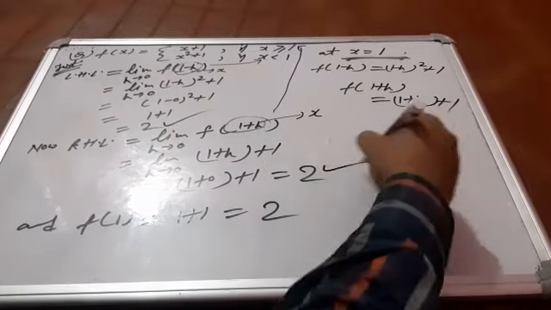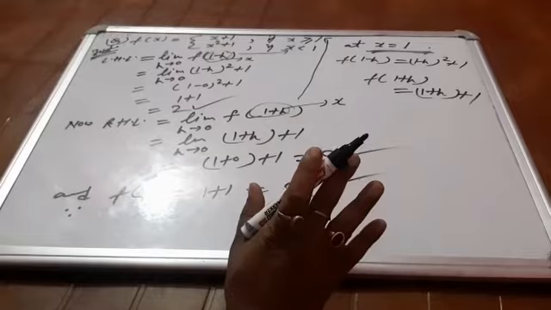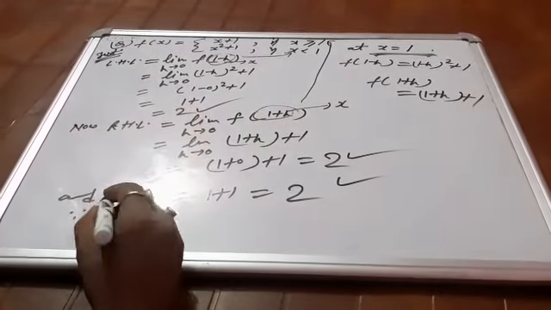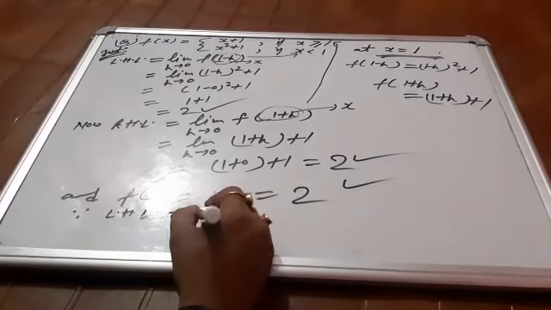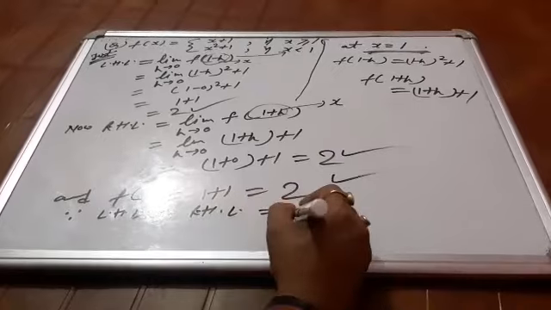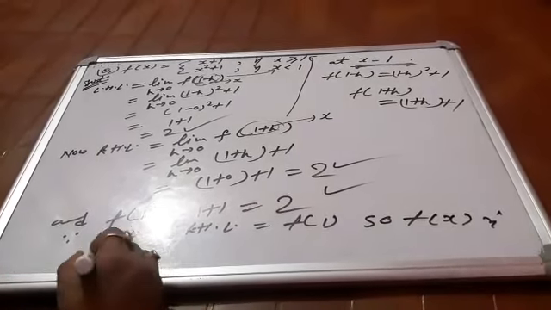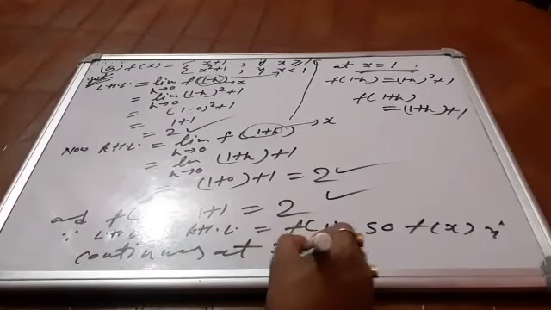Have you seen? LHL. Now write down the final answer. So it is continuous or discontinuous? Yes, it is continuous, because here LHL equal to RHL equal to value of the function. It is your final answer, since LHL is equal to RHL is equal to f of 1. So fx is continuous at x equal to 1.